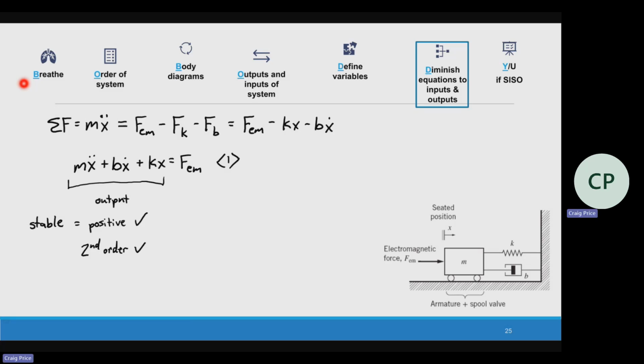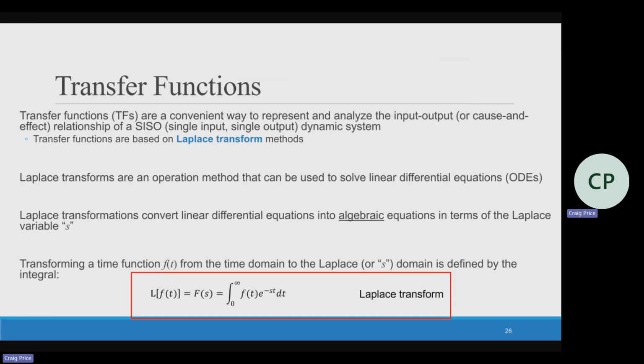Okay, last step. This is only if I have a single input, single output. If I don't, I can just leave it like this. Sometimes we can combine things if it's a higher order system, but the last step is the transfer function. You don't have to write this down at the bottom, don't worry.